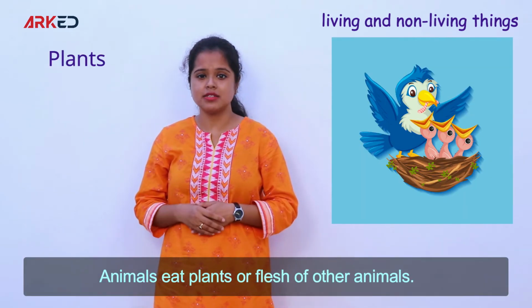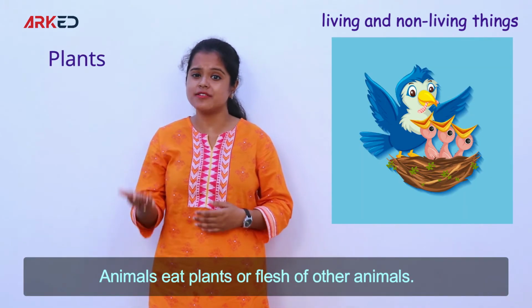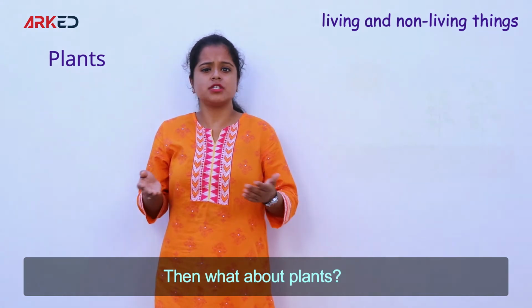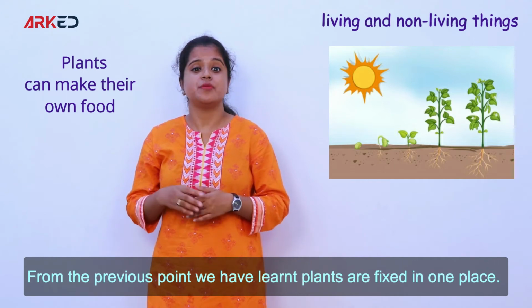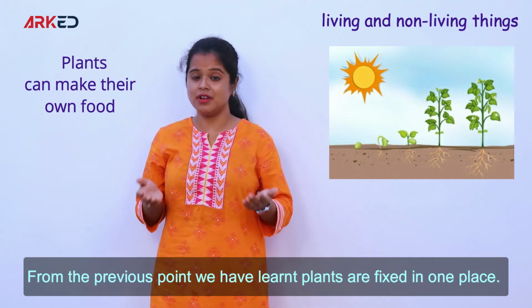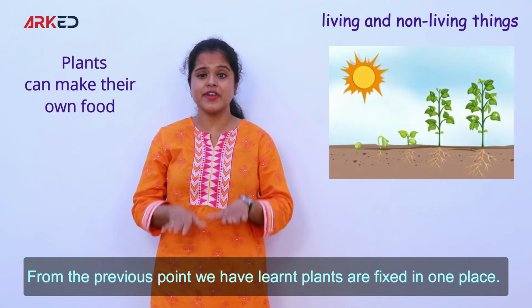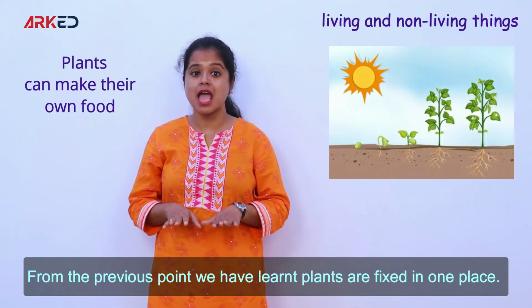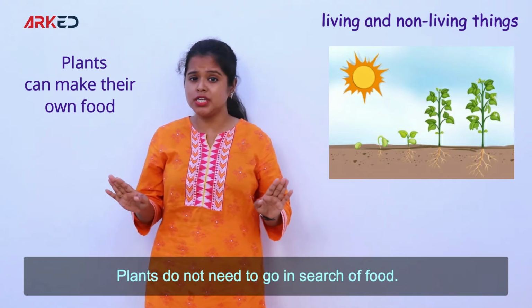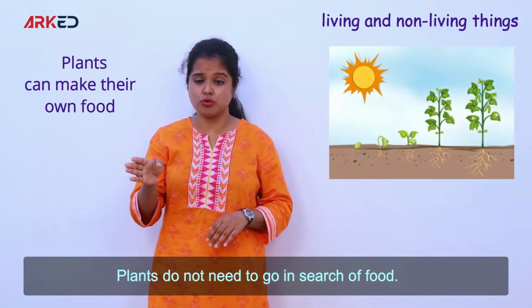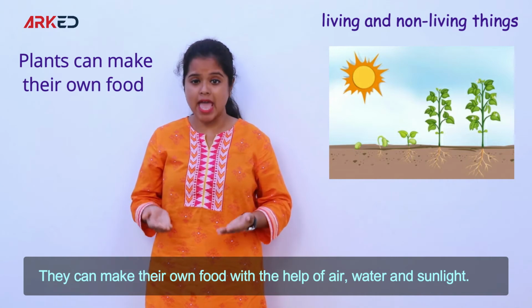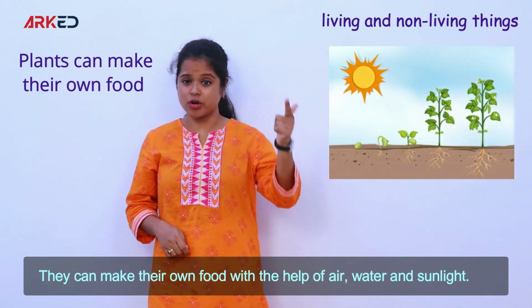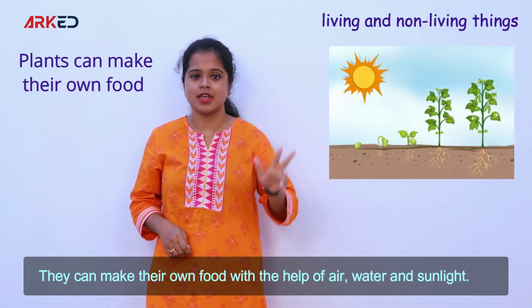Animals eat plants or flesh of other animals. Then what about plants? How do plants get food? From the previous point we have learned, plants are fixed in one place. Plants do not need to go in search of food. They can make their own food with the help of air, water and sunlight.